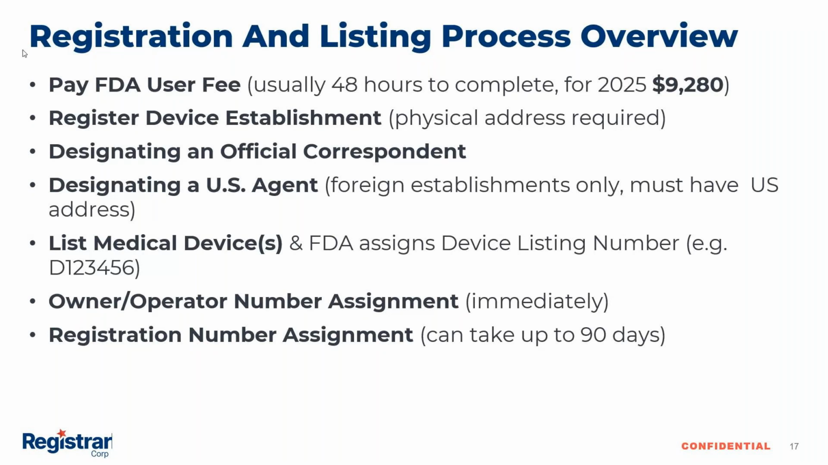What also is given to you during the process is called the owner operator number. That is immediately assigned, and after that, your registration and listing process is complete. However, there is still one number open, and that's called the registration number. The registration number is assigned up to 90 days after your registration, specifically if we are talking about non-US companies. So be patient. FDA will reach out to you. They will send you that number, but it can take up to 3 months before you get it.